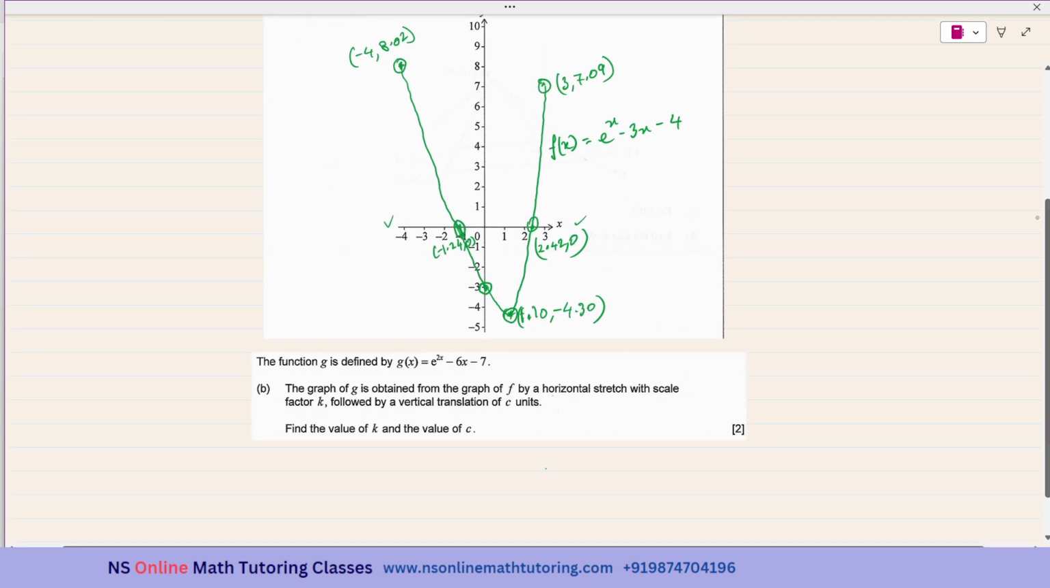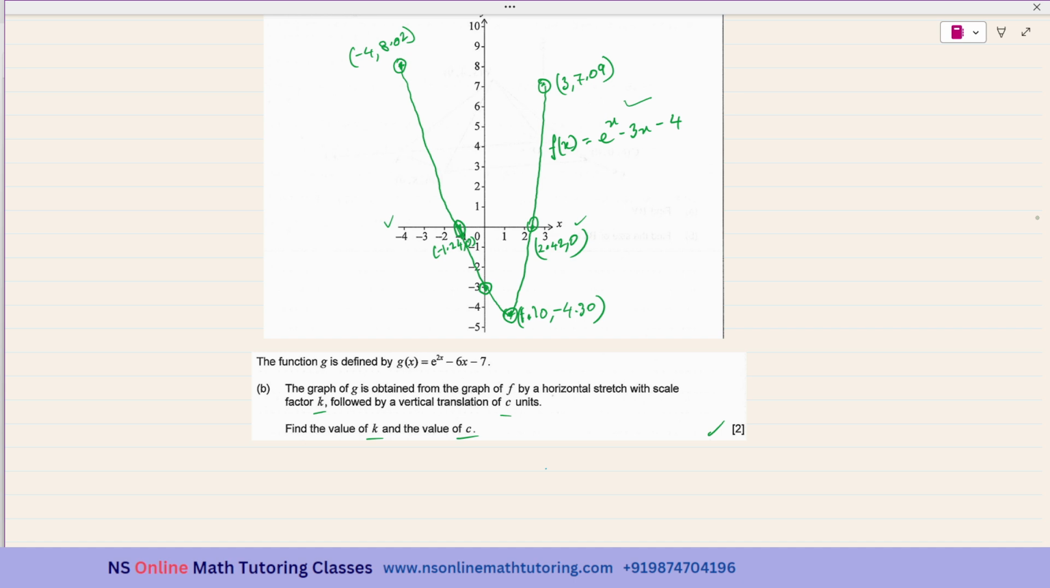The function g is defined by g of x equals e to the power of 2x minus 6x minus 7. The subpart B's question is: the graph of g is obtained from the graph of f, where f of x is this expression, by a horizontal stretch with stretch factor k followed by a vertical translation of c units. Find the value of k and the value of c. It contains 2 marks.